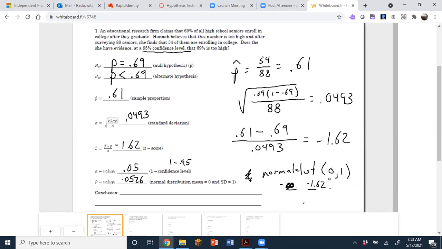So since this number is bigger than 0.05, then we say we fail to reject. Remember, there's only two things you can do: reject the null hypothesis or fail to reject the null hypothesis. It doesn't mean that the null hypothesis is right. It just means that she didn't get enough in her sample to prove that it's wrong. This is definitely well below, but if her sample size is 88, that's not enough.